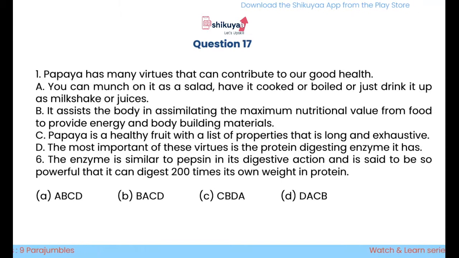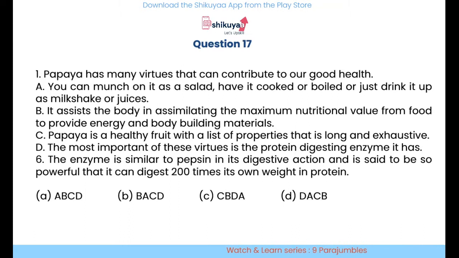Try to solve question 17. If you are not able to search for the opening and closing sentence, at least go and search for the pair sentence. See if you can find the pair sentence. Papaya has many virtues that can contribute to our good health. The central theme of the paragraph is the benefits of the fruit papaya, how it is helpful for our nutrition, for our good health.